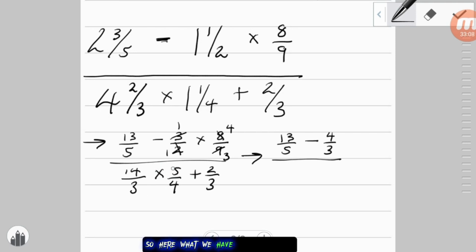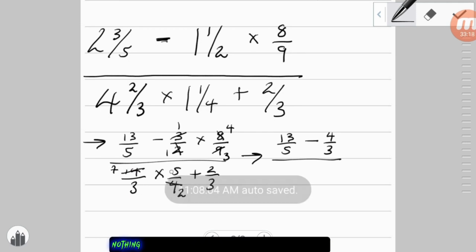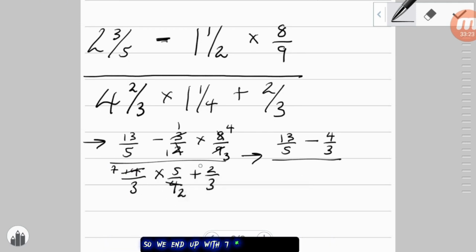So here what we have now is simply, we see that we can divide 2 into 4 2 times, and 2 into 14, say here 7. Nothing can go into the 3 and the 5, they're both prime numbers. So we end up with 7 times 5 is 35 over 3 times 2 is 6. I'm going to plus back 2 over 3.